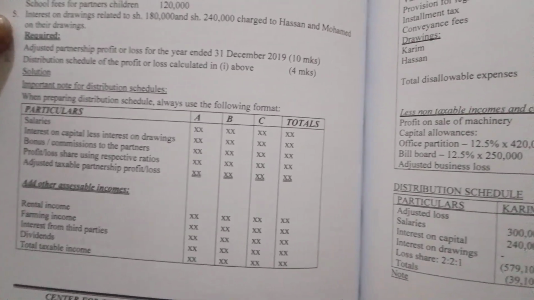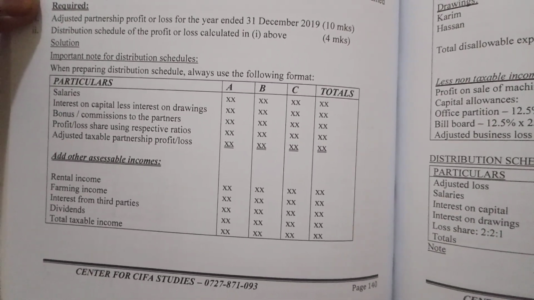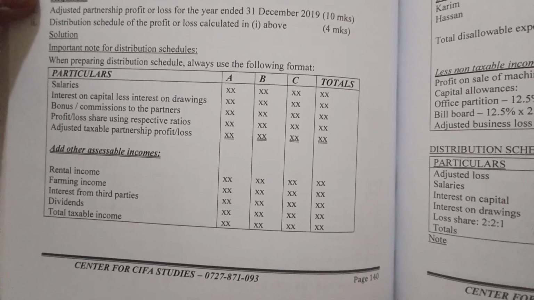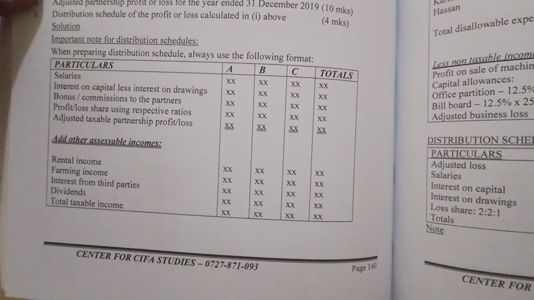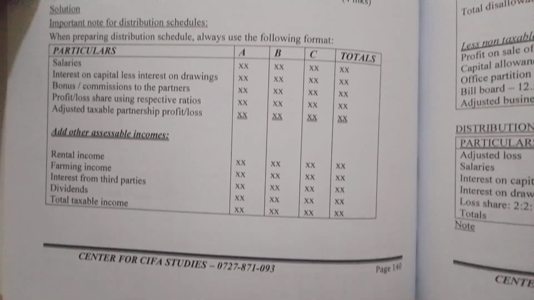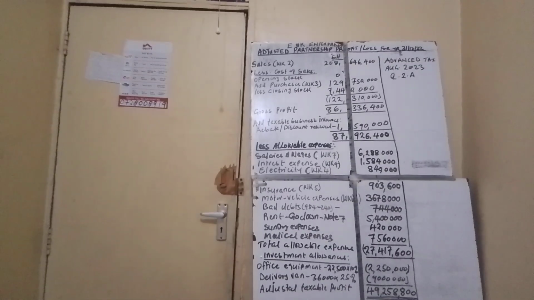You can see particulars there, then the names of the partners and the total, salaries, interest on capital less interest on drawings, bonus or commissions to the partners, profit share, you get adjusted taxable partnership profit or loss. You earn other incomes like rental income, farming income, interest from third parties, dividends, then all that. So this is a good format for distribution schedule.